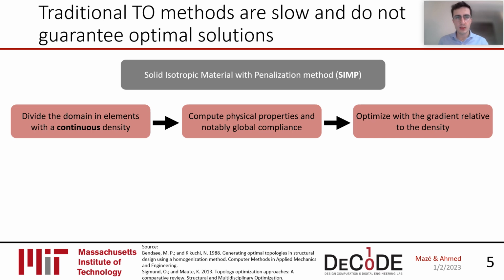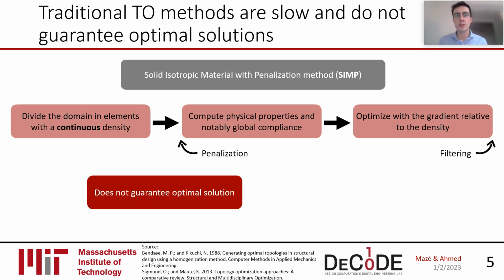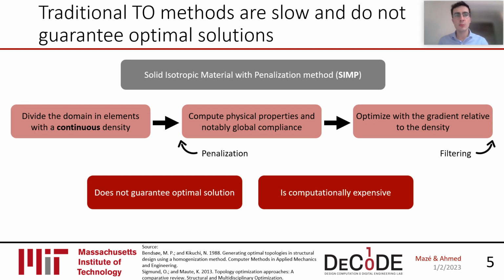Now, a problem that we face is that intermediary densities usually make little to no physical sense. To address this issue, penalization and filtering are added, thus avoiding intermediary densities. This traditional method is prone to two major pitfalls. Firstly, penalization and filtering make this problem non-convex, causing the optimization to get stuck in local optima. Additionally, the SIMP method is computationally expensive and therefore takes a lot of time. These issues have been motivating researchers to develop alternative data-driven methods to solve topology optimization.